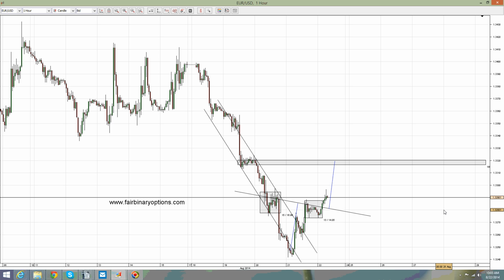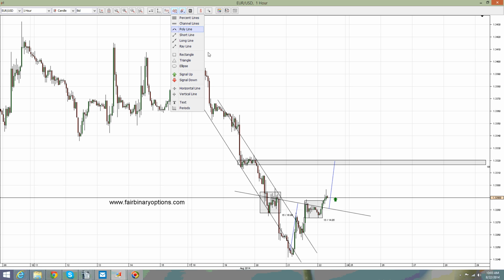So what I would like to do here is, of course, to buy call options at the start of the London session. As you can see, London started only 3 minutes ago. And I would like to buy call options with some higher values, of course.